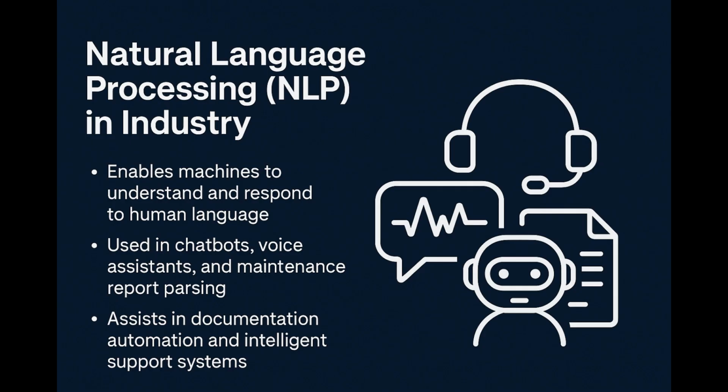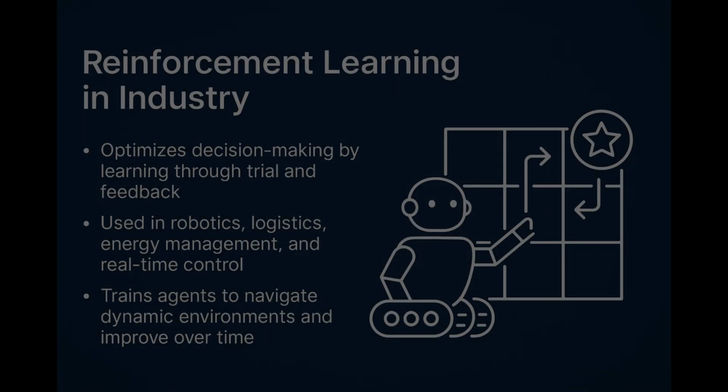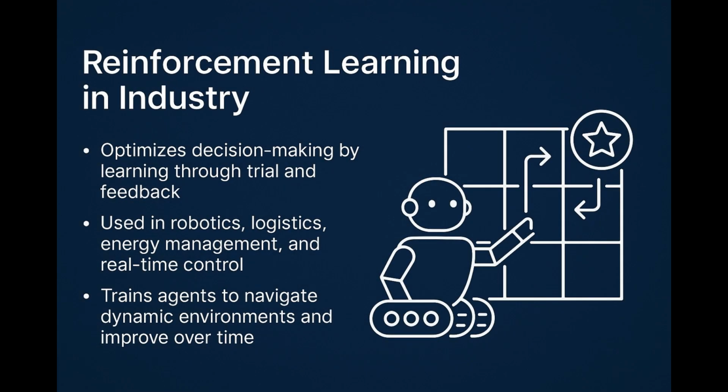NLP also powers intelligent chatbots in manufacturing environments. These can assist workers in troubleshooting, pulling up part specifications, or navigating technical documentation without needing to dig through manuals or databases. And when it comes to compliance, NLP helps automate the reading and processing of lengthy regulations or SOPs, flagging inconsistencies or suggesting updates. In short, NLP bridges the gap between human expertise and machine intelligence, making it easier for people to interact with complex automation systems.